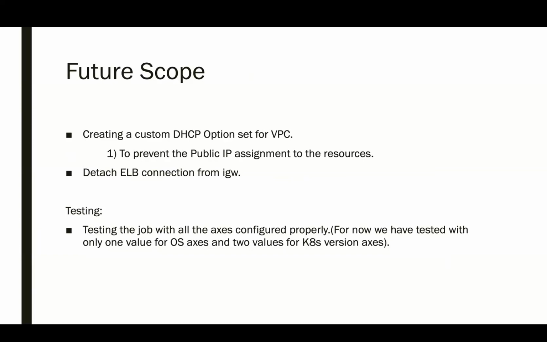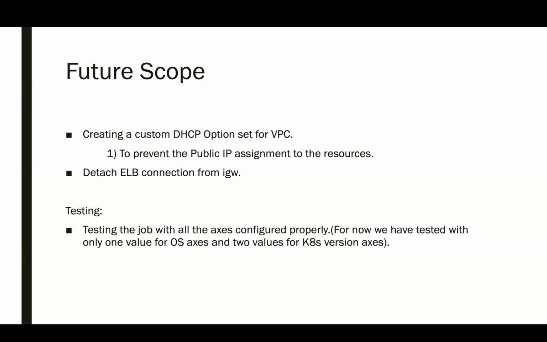For now, when we use Cluster API and apply the YAML to create a CAPA cluster, public IPs are assigned to the load balancer, and sometimes, like previously, they were also assigned to the control plane instances and the worker nodes. We do not want them to be assigned a public IP. So for that, we need to create a custom DHCP option set and assign it to the VPC inside which we are creating these instances.